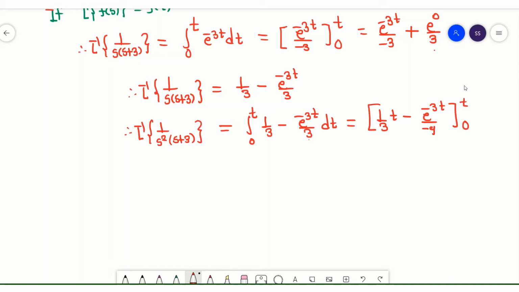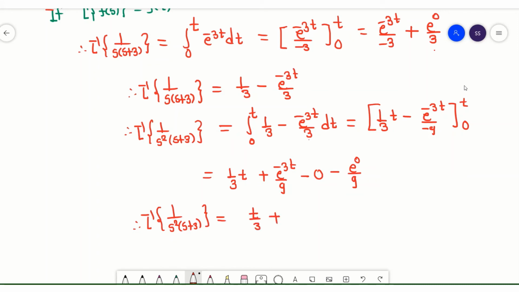So it is equal to 1 by 3 t at the upper limit t, plus e to the power minus 3t divided by 9. At the lower limit 0, the first term becomes 0, and the second term is minus e to the power 0 divided by 9. So we get the Laplace inverse of 1 upon s square times s plus 3 equal to t upon 3 plus e to the power minus 3t upon 9 minus 1 upon 9. But that's not the final answer. What is the final answer? We have to substitute.